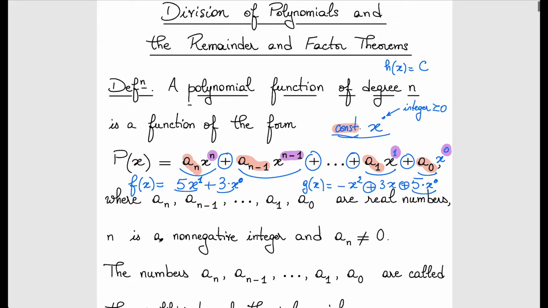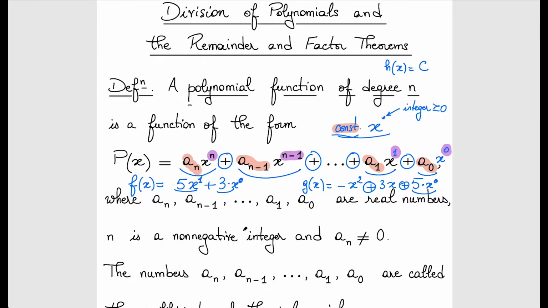All right, so this is technically those two lines. So all the a's, a sub n, a sub n minus 1, and so on, they're all real numbers, and the power n, the highest one, is a non-negative integer, and a sub n is not 0. So that number a sub n is supposed not to be 0 for us to say that the polynomial function is of degree n.